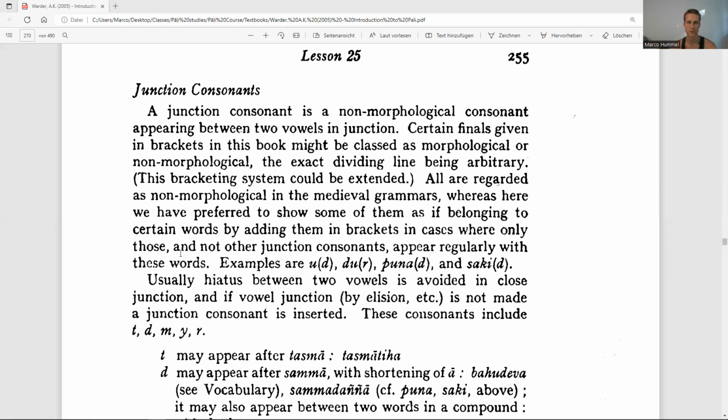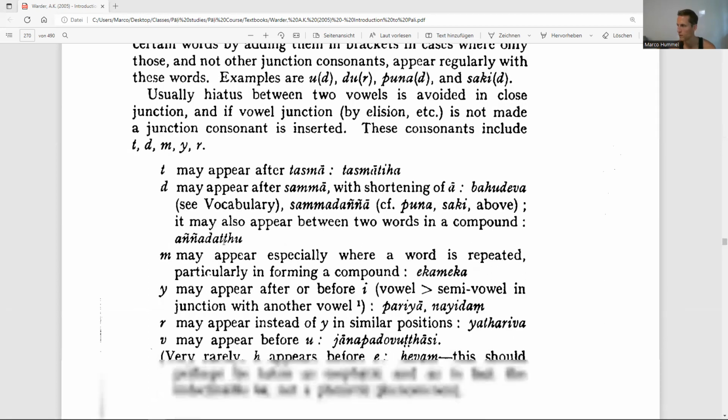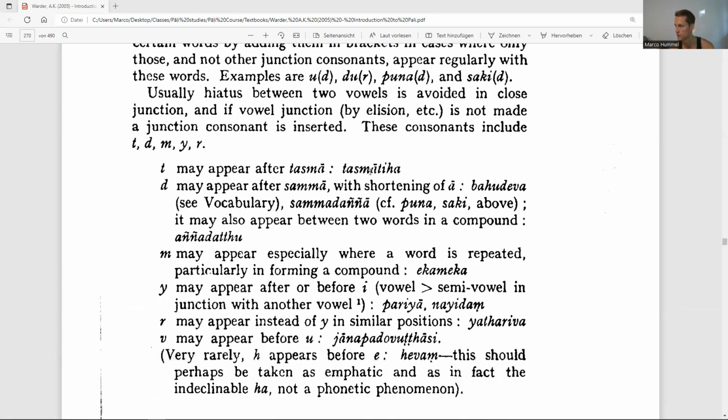Usually hiatus between two vowels is avoided in close junction, and if a vowel junction by elision, etc., is not made, a junction consonant is inserted. These consonants include ta, da, ma, ya, and ra. And we have, for example, tasma and iha gives tasmatiha.